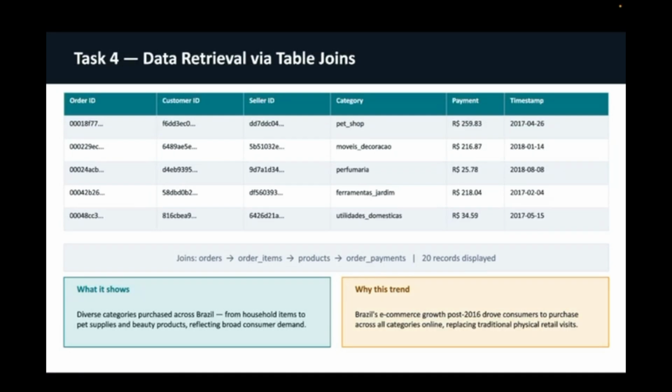For task 4 in part 2, I wrote the HiveQL join query that retrieves order ID, customer ID, seller ID, product category, payment value, and purchase timestamp by joining 4 tables together. Those are orders, order items, products, and order payments. As you can see from the sample output, the results show a diverse range of product categories being purchased across Brazil, with payment value ranging from $25 to $260, just within these 20 records.